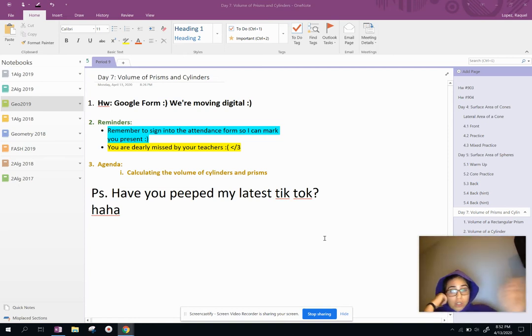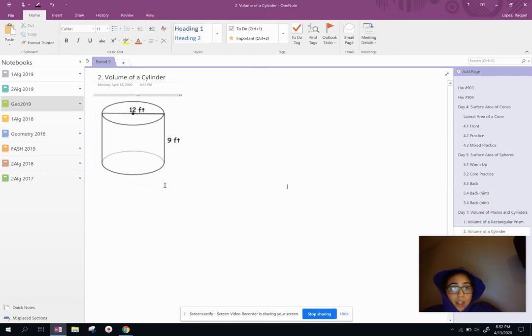Okay. So to start off, let's start off by finding the volume of a cylinder. Let's say we have a cylinder that is 12 feet long and 9 feet tall. So for example, we're going to scale this down and use this penny here. When we're finding volumes of prisms and cylinders, we're going to take the area of the base and multiply it by the height. So we're really just taking a bunch of these circles, and we're stacking them on top of each other however many times.